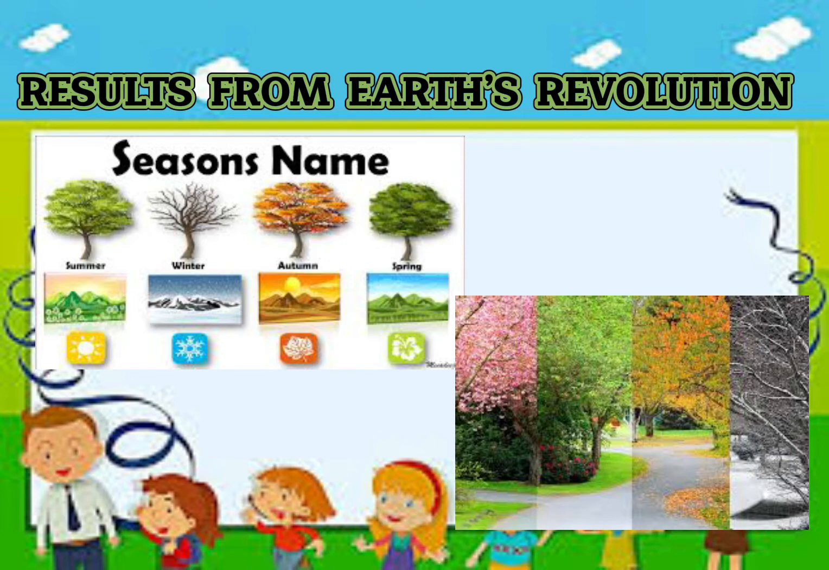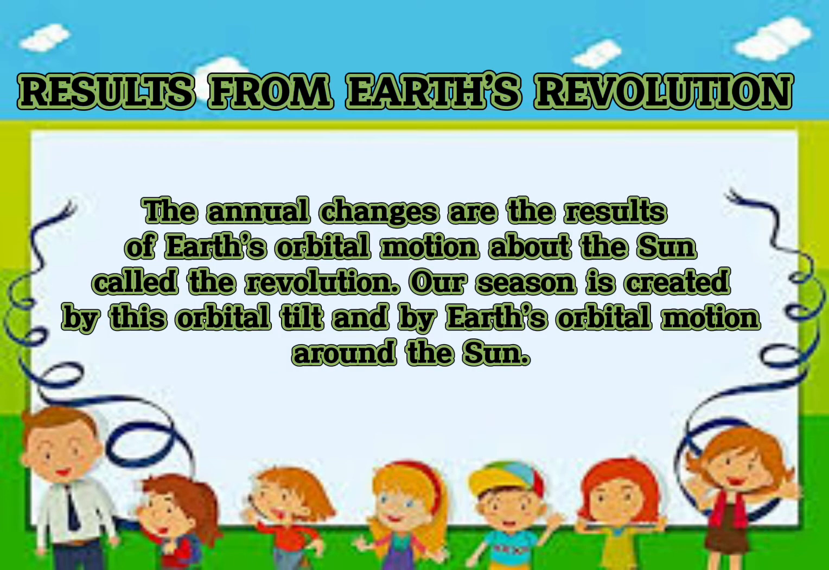Now here's the results from Earth's revolution. Occurrence of seasonal changes. Seasons change throughout the year, the length of days varies, and the temperature may range from cold to hot depending on the latitude where you live. The annual changes are the results of Earth's orbital motion about the Sun called the revolution. Our season is created by this orbital tilt and by Earth's orbital motion around the Sun.